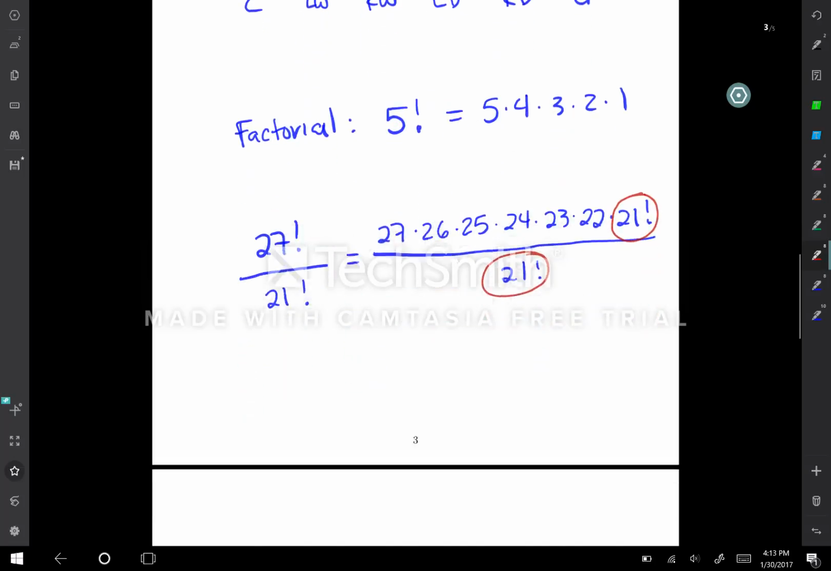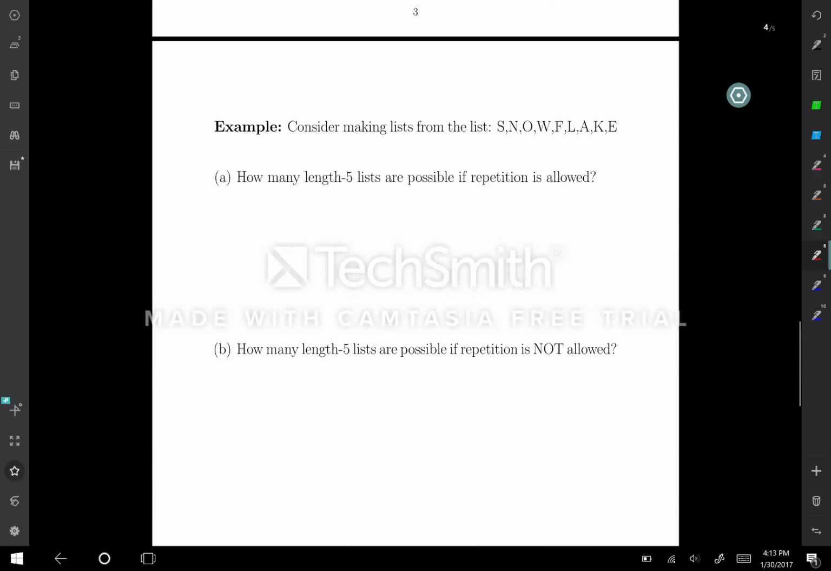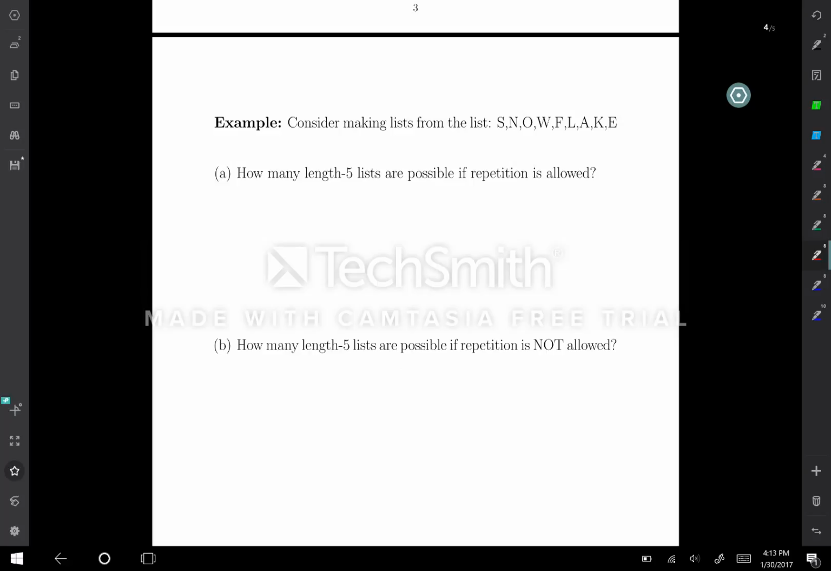Let's consider another list. Let's make lists from the letters in the word snowflake. So let's consider how many length 5 lists are possible if repetition is allowed. So we need a length 5 list. There are 5 slots to be filled, and we can repeat letters.